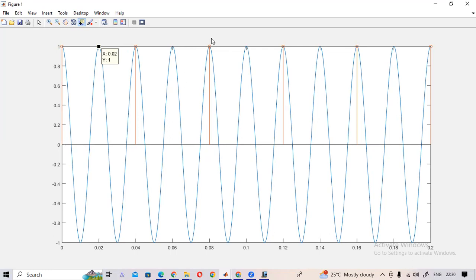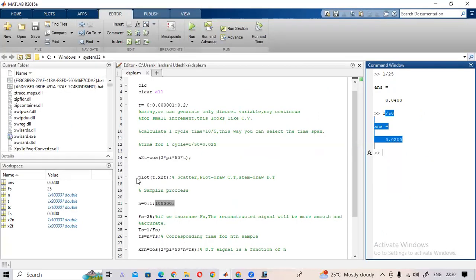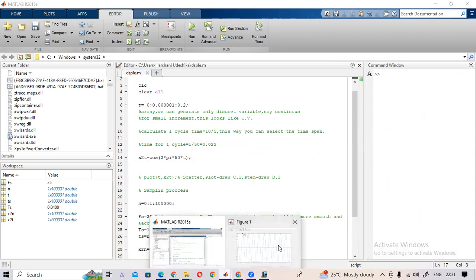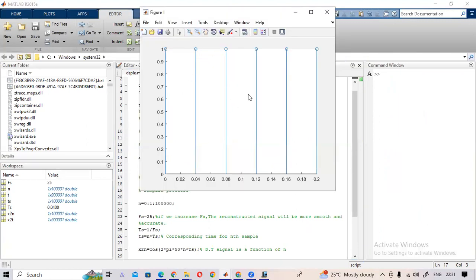It is very easy. You should be able to answer that question. What is the period of the discrete time signal? This orange color one is the discrete time signal. If I remove this continuous time signal, then this is the discrete time signal.